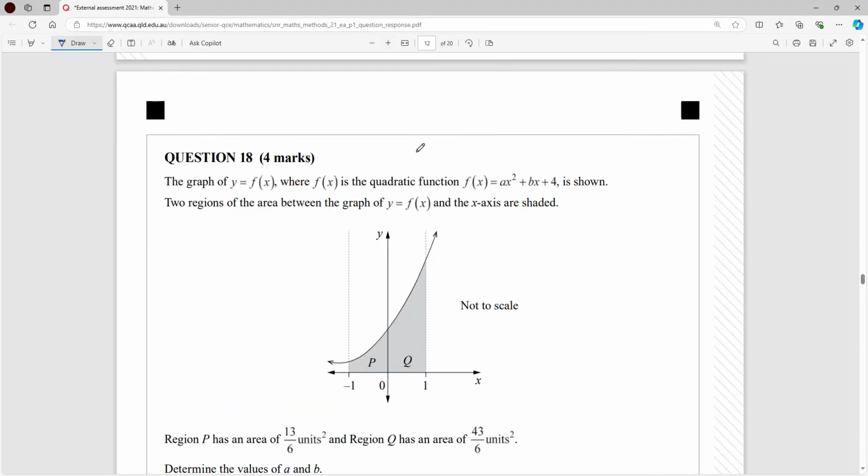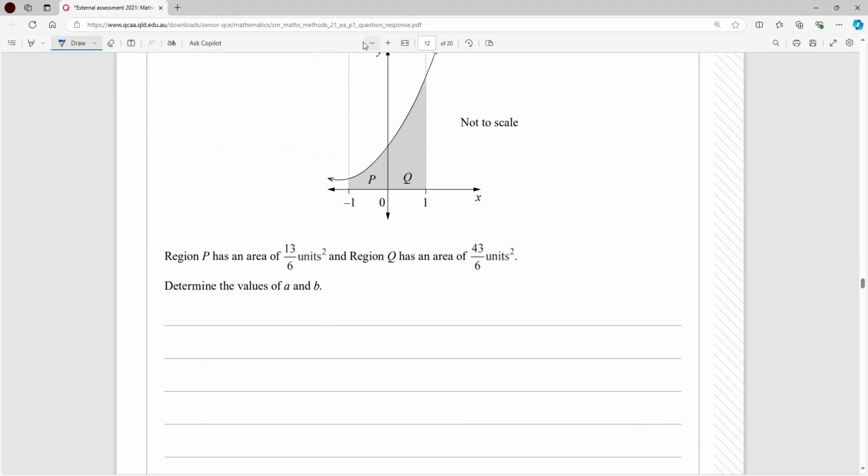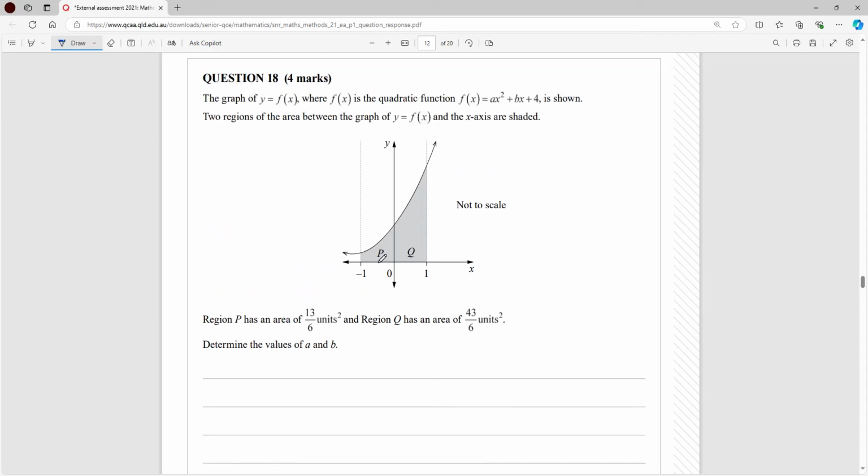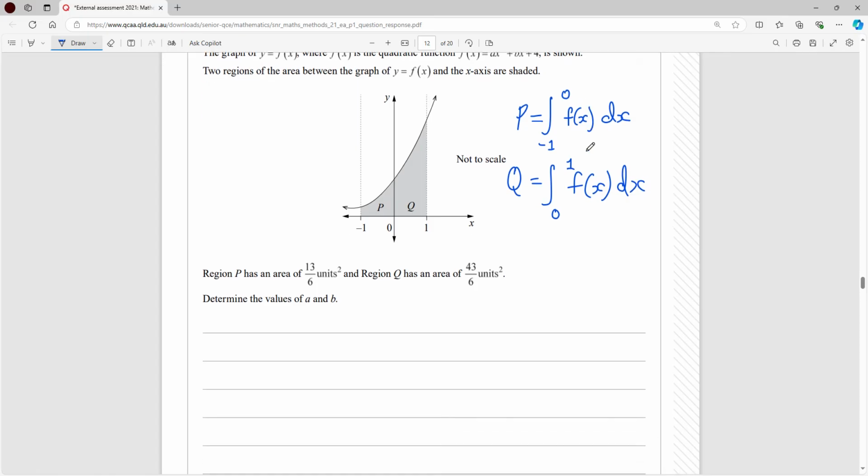Well, let's work out how you actually get these areas, okay? So, this area here, region P, would be the integral from -1 to 0 of our function, so of f of x. Region Q would be the integral from 0 to 1 of f of x. That straight away gives me two equations for two unknowns, except we have to integrate both of them, okay?